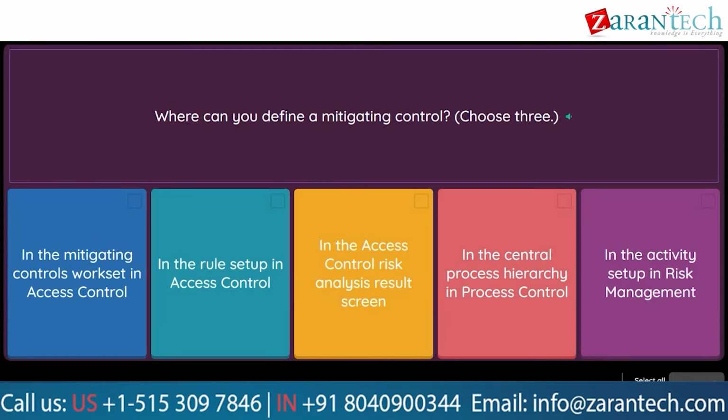Question: where can you define a mitigating control? Choose 3. Option 1 in the mitigating controls workset in access control. Option 2 in the rule setup in access control. Option 3 in the access control risk analysis result screen. Option 4 in the central process hierarchy in process control. Option 5 in the activity setup in risk management.